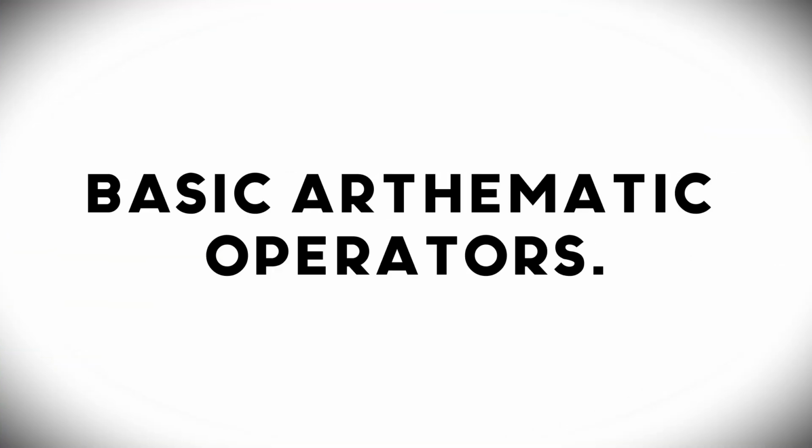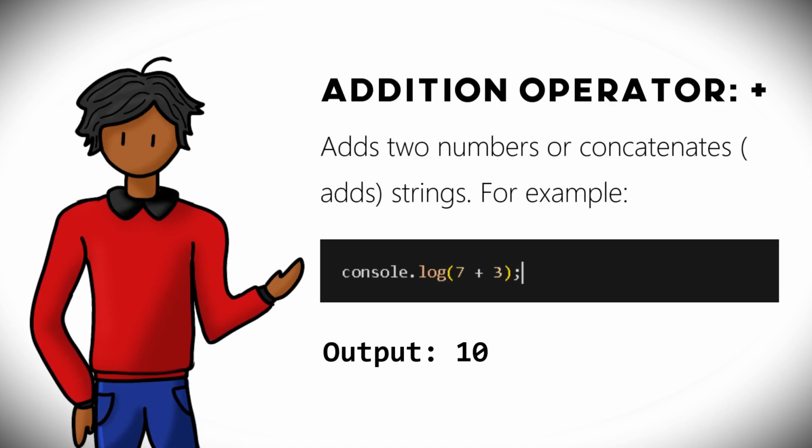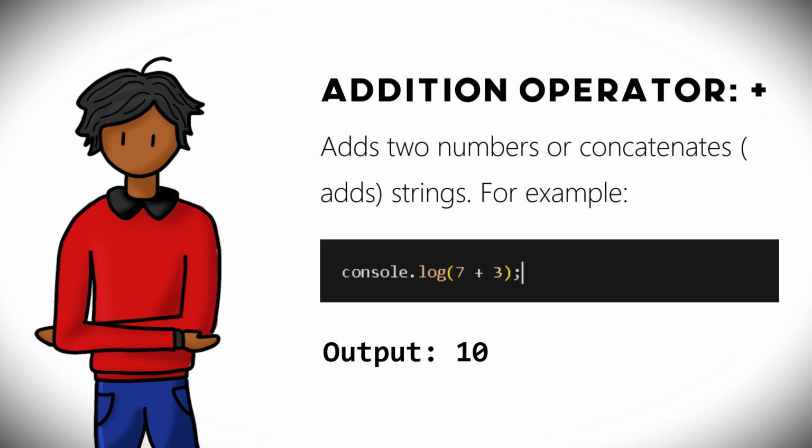First, let's talk about the basic arithmetic operators. Firstly, the addition operator, the plus sign. It adds two numbers or concatenates strings. For example, adding 7 and 3 results in 10.